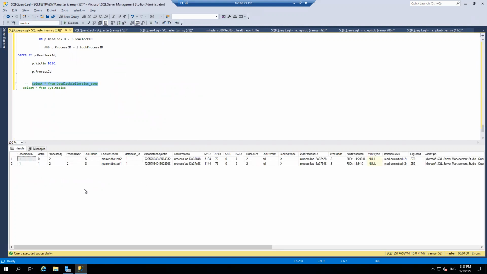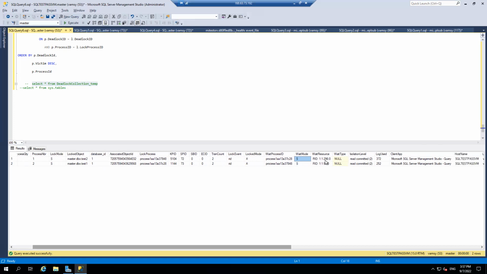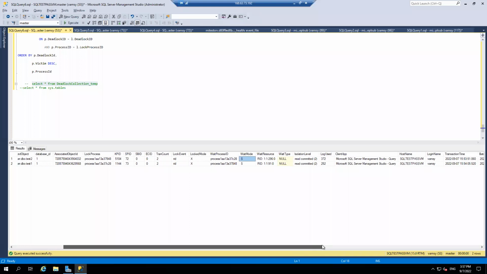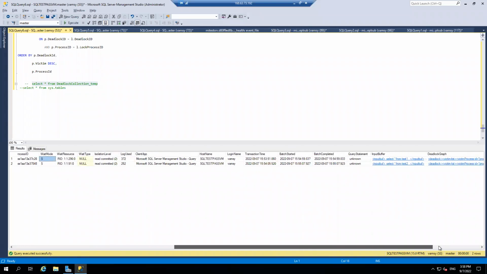Now if you see, I got the deadlock information. Test 2 is one table and test 1 is one table. And these are the SPIDs 72 and 73. Okay. And they are trying to obtain exclusive lock at row levels. And the wait mode is they are waiting for shared locks. So since they are not compatible, they went into deadlock state. So if you run the script, everything will get loaded.